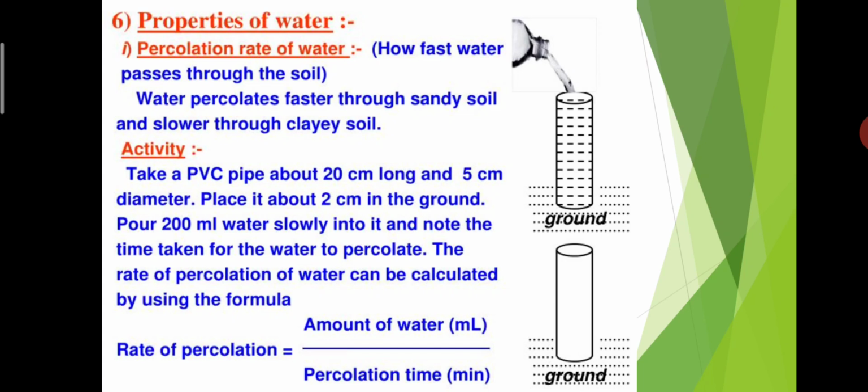What is the formula for rate of percolation? When we want to know the rate of percolation, the formula is the amount of water which we had taken divided by the percolation time. By this formula we know the rate of percolation.